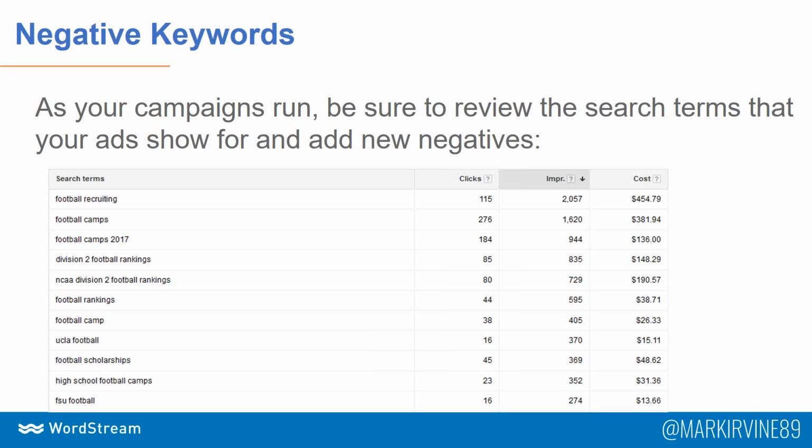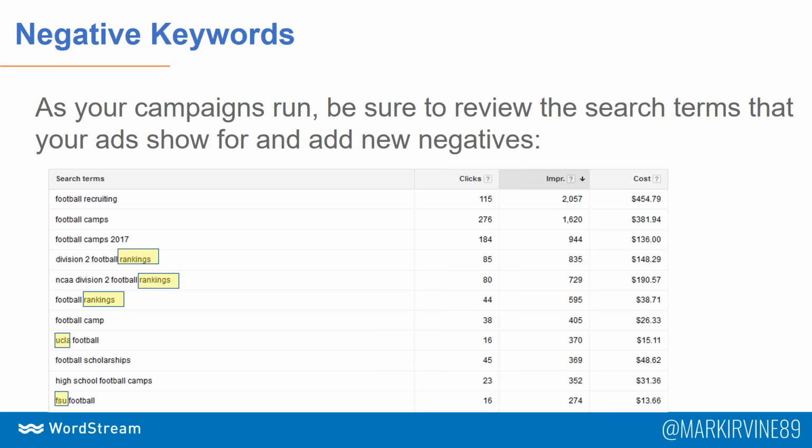So for instance, we see the word rankings appear a number of times. And I know that people who are searching for football rankings are likely just fans who are looking to see how their team is doing. They're unlikely to be sending their kid to a football camp or try to get a scholarship or something like that. So I would know that I'd want to add rankings as a negative keyword.